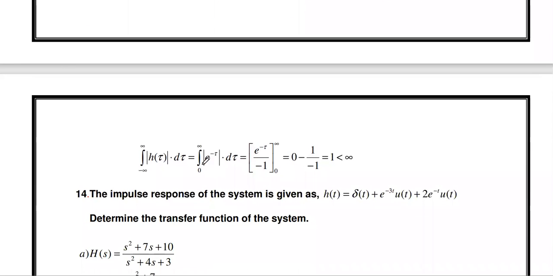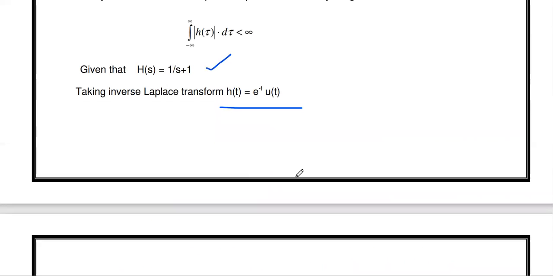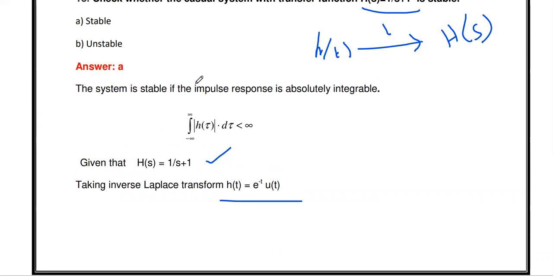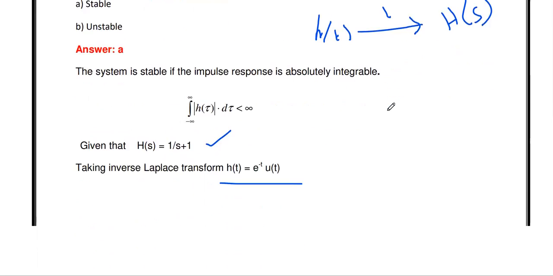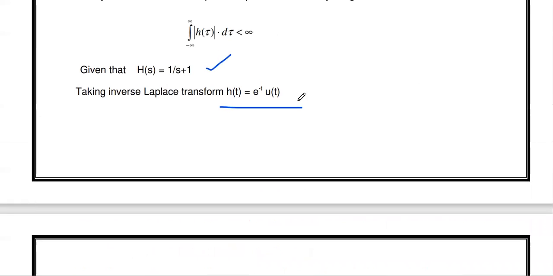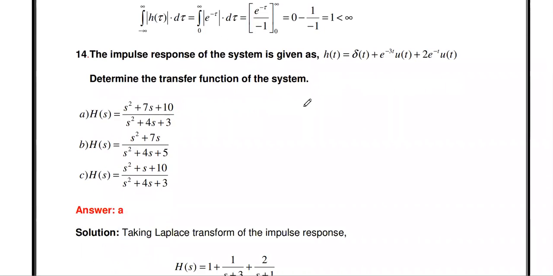So u of t means the integration limit has to be restricted to 0 to infinity. After integration we get the answer 1, which is less than infinity. So the given system is a stable system. So H of s equal to 1 by s plus 1 is a stable system. The impulse response of the system is e power minus t u of t. Okay, this is the one.